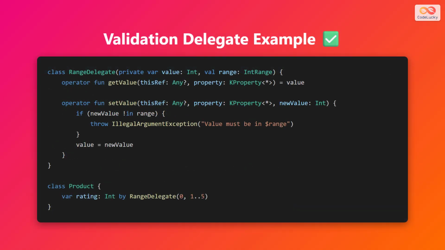Here's a more practical example, a validation delegate. The range delegate ensures that an integer property stays within a specified range. The getValue function simply returns the stored value. But in setValue, before updating the value, it checks if the new value is within the allowed range. If the value is outside the range, it throws an illegal argument exception with a descriptive message. Otherwise, it updates the value. In the product class, we use this delegate for a rating property, restricting it to values between 1 and 5. This prevents invalid data from being stored.